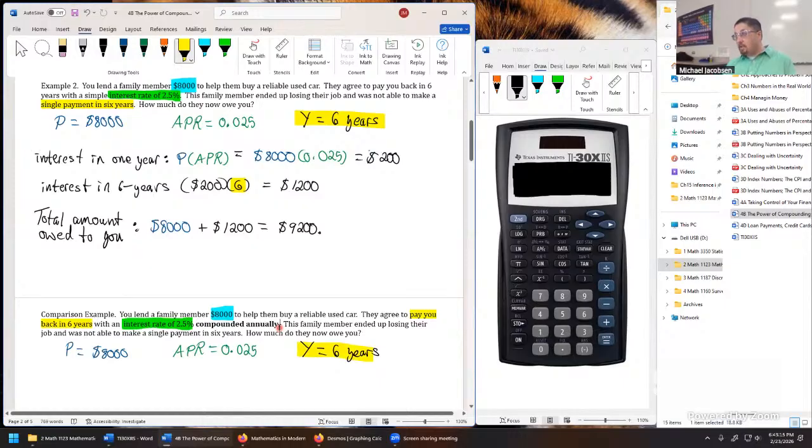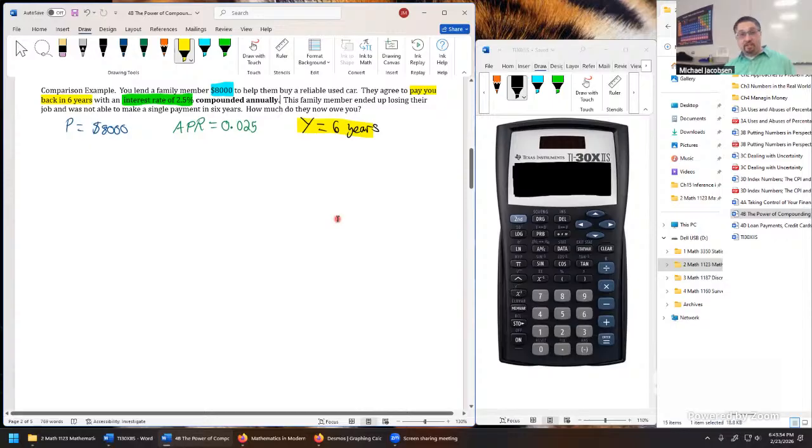But this time, we're going to compound every year, which means after the first $200 is tacked on, the amount owed on the loan is going to be $8,200, but that becomes the new principal for which the interest rate of 2.5% is going to be subject to. So we'll have interest on the $200 of interest, and we'll compare what is going to be the new value if not a single payment was made in those 6 years. How much are they going to have to owe you? So that's the setup. We're really just transitioning between the landscape of simple interest now into compound interest.